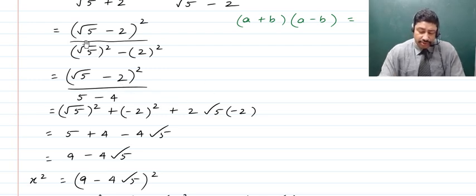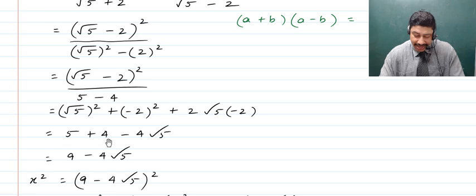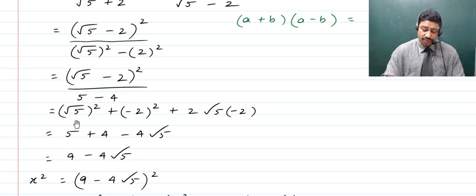Now, we talk about the numerator, which is root 5 minus 2 whole square. So obviously, this is just like a minus b whole square. So it will be a square plus b square minus 2ab. So that is root 5 square plus minus 2 square, that becomes equal to 4. And the 2ab term, which is 2 times root 5 times minus 2, which will become equal to minus 4 root 5. Now as root 5 square is 5, 5 plus 4 will be 9, and this will give you 9 minus 4 root 5.